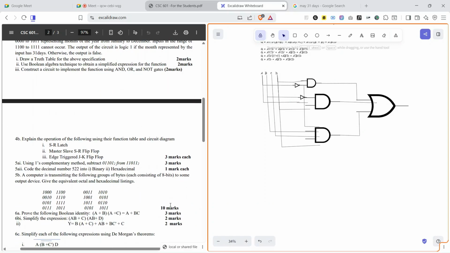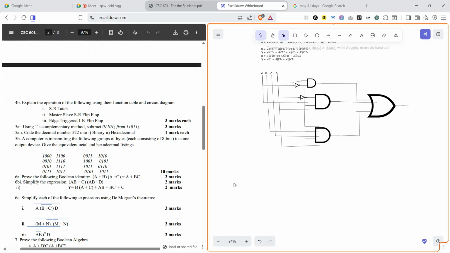So for SR latch, I'm just about to read this part, but SR latch is a set and reset latch. It's a type of latch, right? But I think for these questions, I don't know it yet. I will probably have to check it over this night and tomorrow before the exam. But for these ones, you have to answer it using a function table and a circuit diagram. So you want to make sure that you draw the circuit diagram for this one.